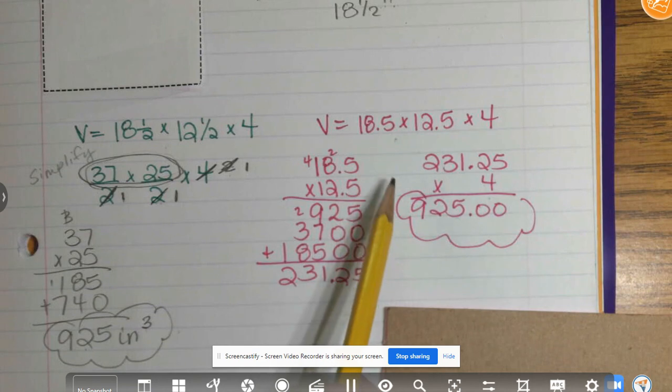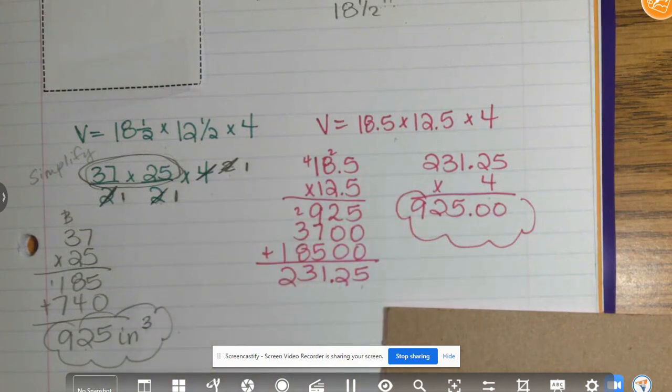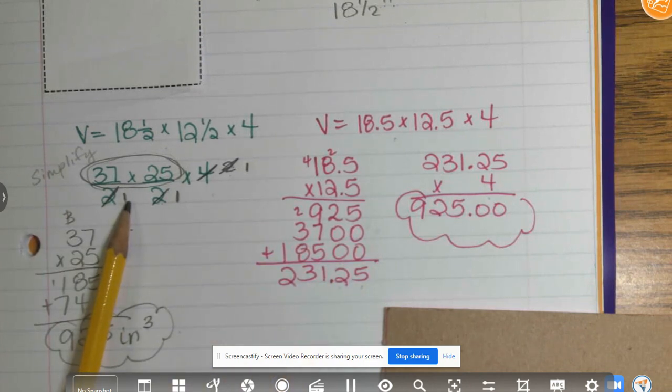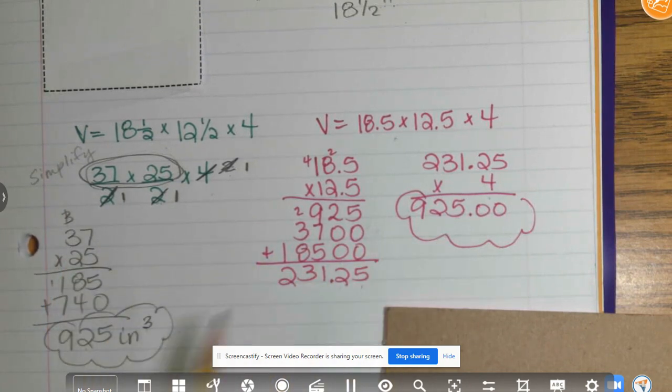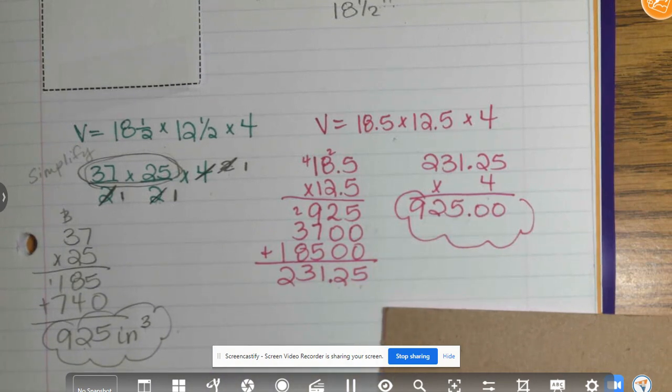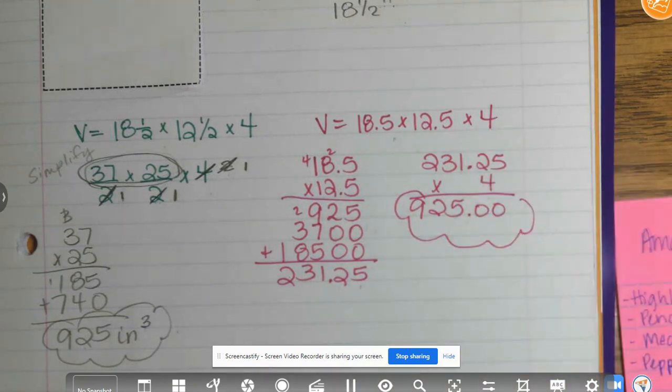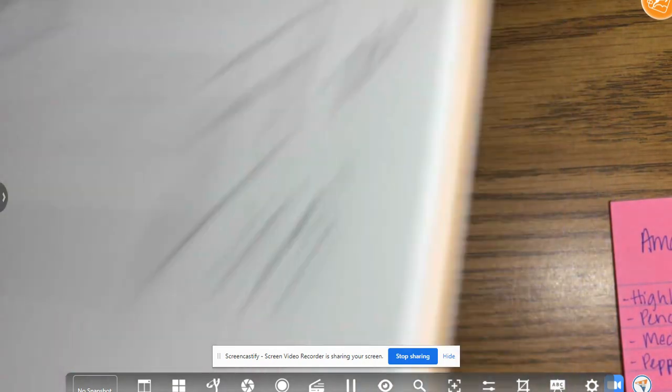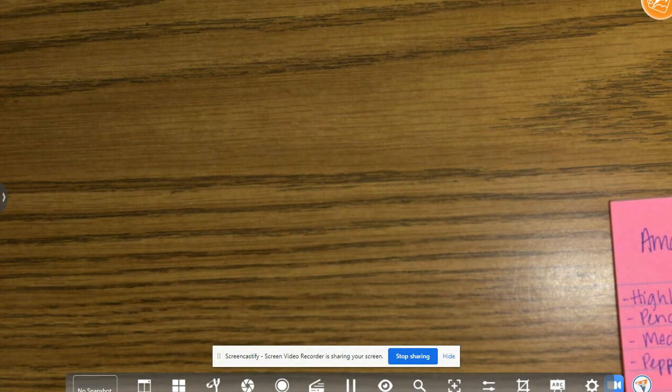I want you to understand which one works best for you. Okay, some people veer toward making things decimals and it will work fine. Some people will stick with fractions, will work fine. No matter what, we're going to get the same result. So it's 925 cubic inches. Okay, so that does it for our notes on your homework tonight.